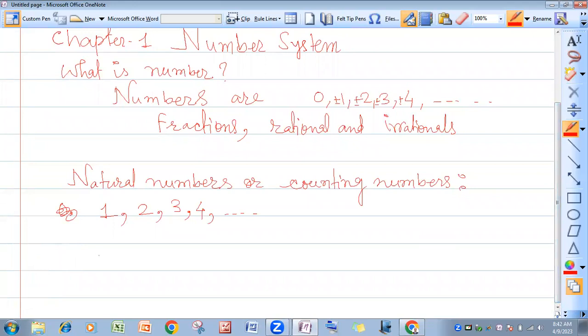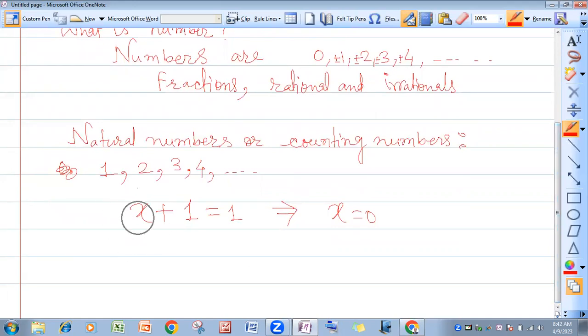Now one more type of number is required. Suppose we are going to solve x plus 1 equal to 1. So it implies x equal to 0. But in our previous collection of natural numbers, we don't have 0. So we have made another collection, that is whole numbers. Whole numbers include 0 and all the natural numbers.